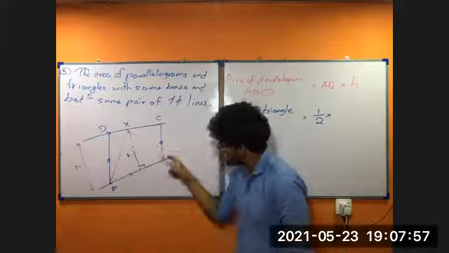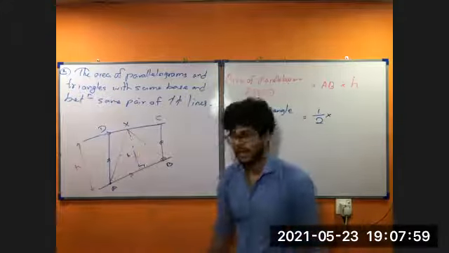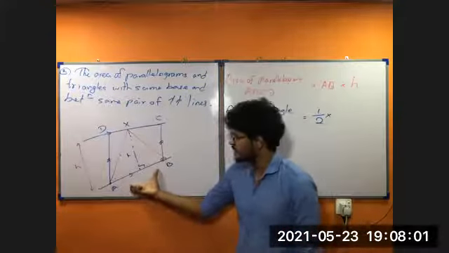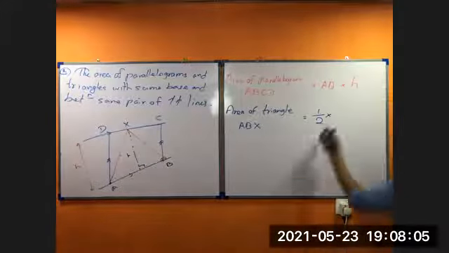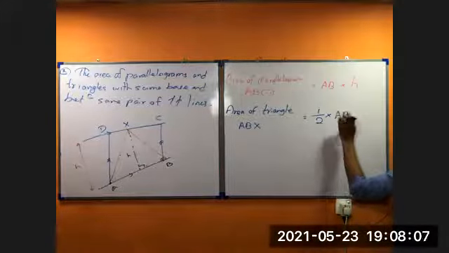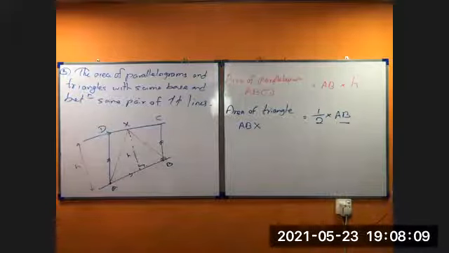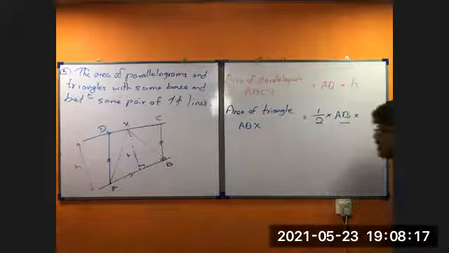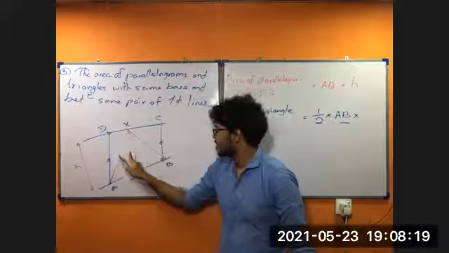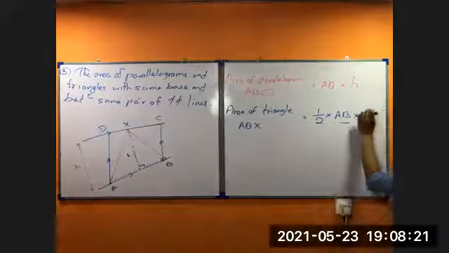I cannot select this base because I don't know this perpendicular height. But I can select this base because I know this perpendicular height. So I will select AB as the base. Why did I select AB? Because I know the perpendicular height from that base to the other vertex. The perpendicular height from that base is h.